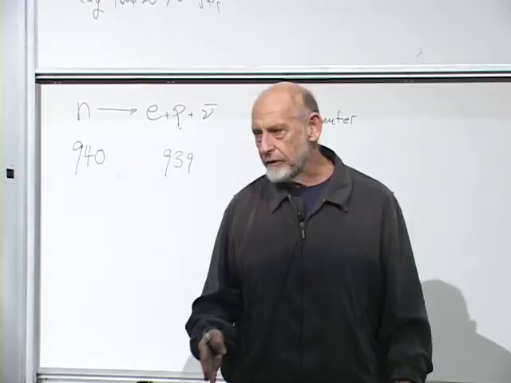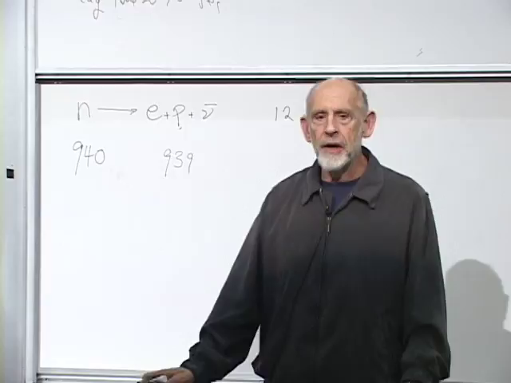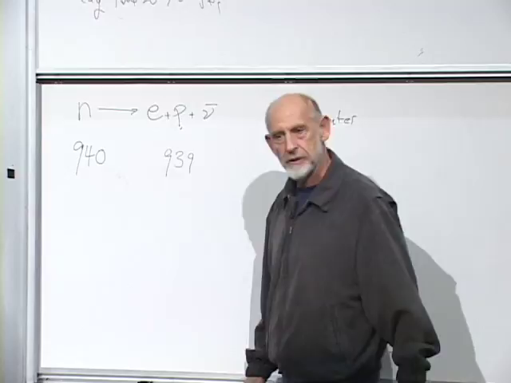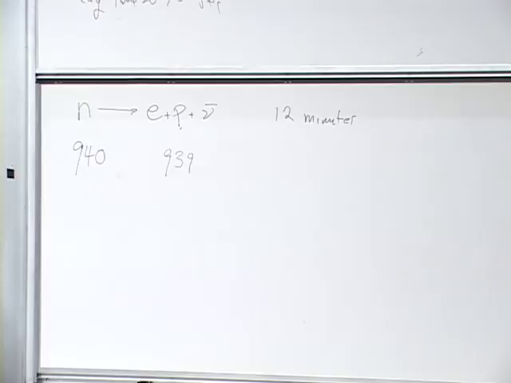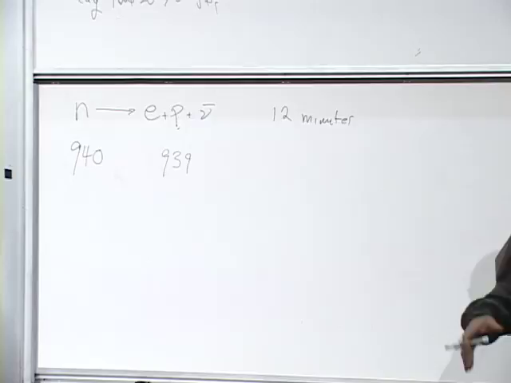So part of the slowness, or the long lifetime, of the neutron is attributable to the fact that there's very little energy available for the decay to take place. But that's hardly the bulk of the story. 12 minutes is so absurdly long that there's something much more than that going on.